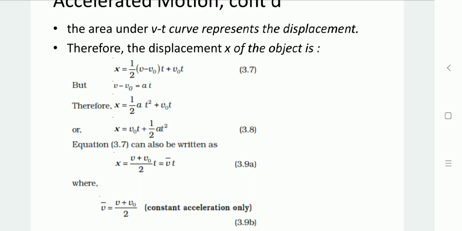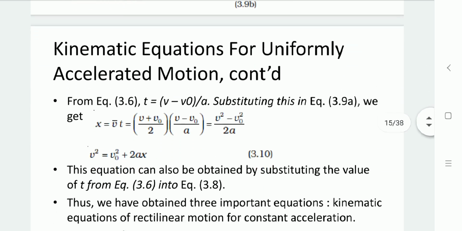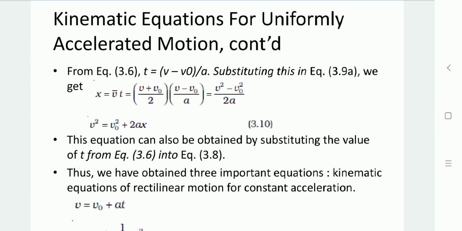Now from the above equation v equals v0 plus at, make time t the subject of the formula. So t equals (v minus v0) by a. Let us substitute in the above equation. So we get x equals (v plus v0) by 2 into (v minus v0) by a. So we have the equation (v square minus v0 square) by 2a. Rewrite that equation: v square equals v0 square plus 2ax.